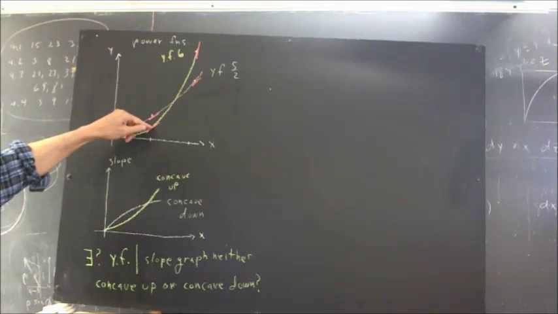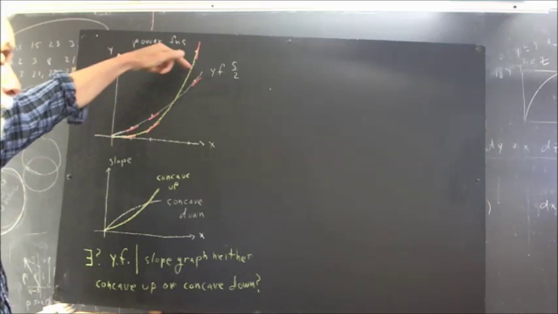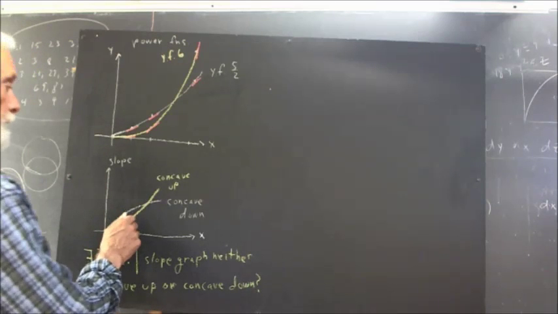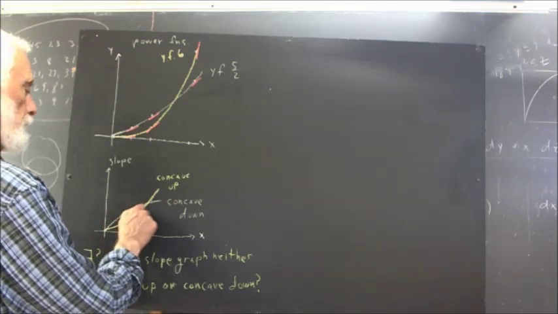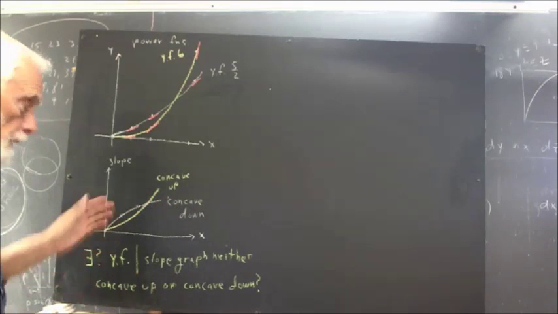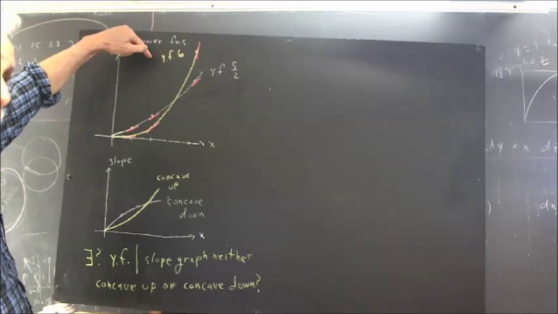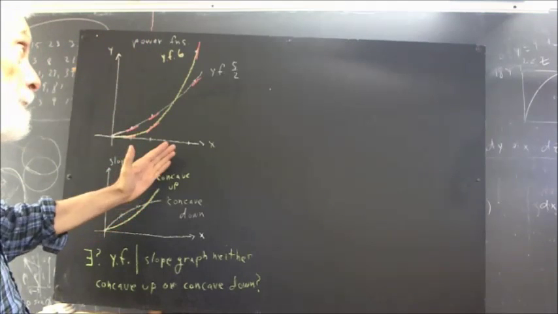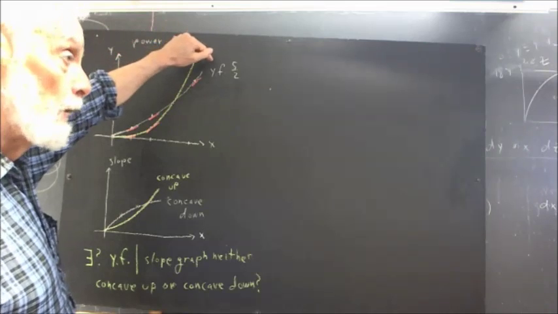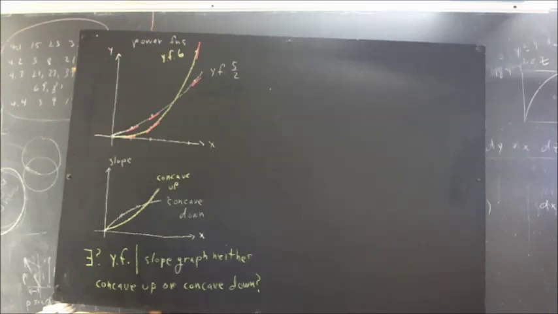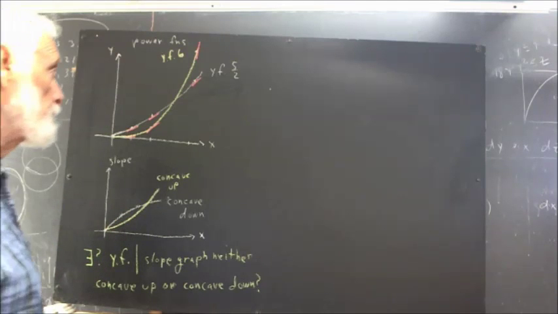Okay, so I've drawn slopes at 3 points on each graph, and I've indicated what might be the progression of the slopes. We could have a slope here, and a slope here, and a slope out here someplace, and 3 slopes on this graph. And if we do this, we find that the slope graph from the graph of y factor 6 is concave up, whereas the slope graph for y factor 5/2 is concave down. So this raises a couple of questions.